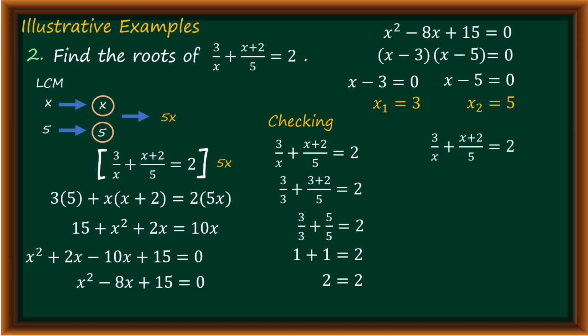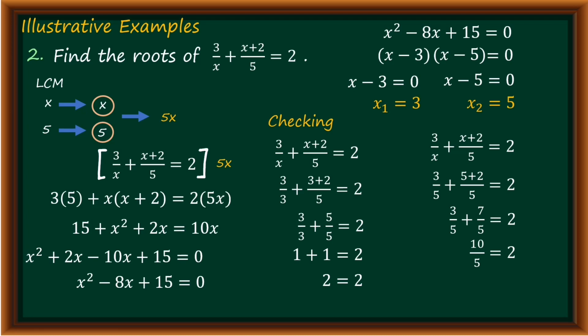Next, we have the second value of x, which is 5. So that is 3 over 5 plus 5 plus 2 over 5 is equal to 2. Then it will become 3 over 5 plus 7 over 5 is equal to 2. Since the denominators of the two fractions are the same, which is 5, let us combine the numerators. That will become 3 plus 7 is equal to 10. And then copy the denominator, which is 5, is equal to 2.